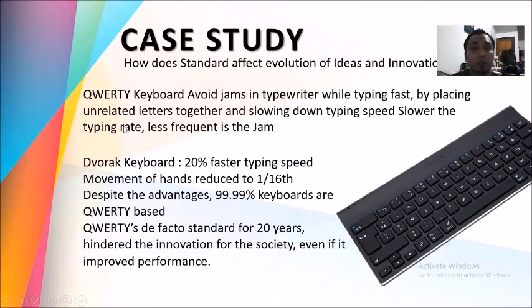For the QWERTY keyboard, it avoids jams in typewriters while typing fast by placing unrelated letters together and slowing down typing. The slower the typing rate, the less frequent the jam. Dvorak keyboard: 20% faster typing speed, movement of hands reduced to 1/16. Despite the advantages, 99.9% of keyboards are QWERTY based. QWERTY has been the de facto standard for 20 years, which hindered innovation for society, even if it improved performance.